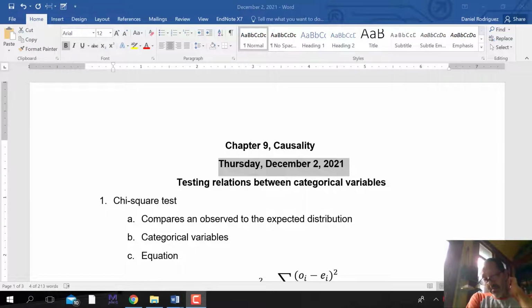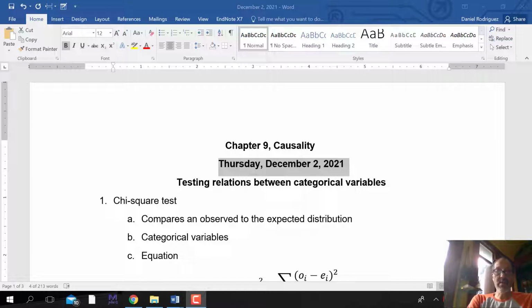In this video, I'm going to talk about the chi-square analysis. This is an ideal analysis for testing relations between two categorical variables. And ideally, the categorical variables will have few categories. Most ideally, each one will have two categories.